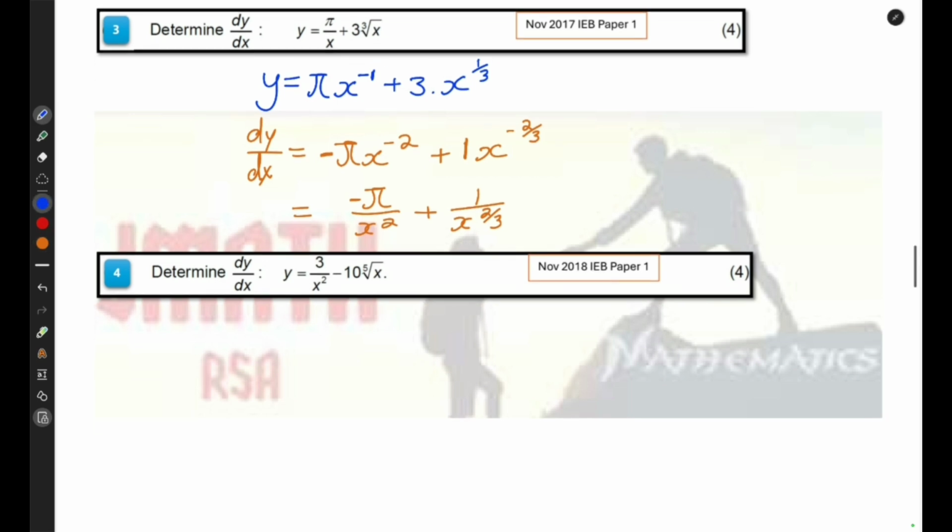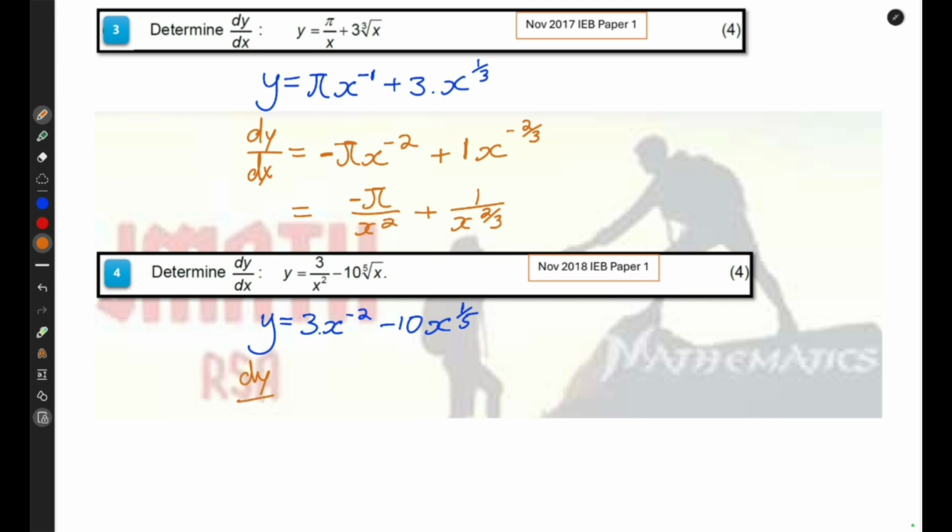Question 4. The same notation, so determine dy over dx, but again, x is in the denominator and x is in a root. So you would see a pattern for 2017 and 2018. They asked exactly the same concepts 2 years in a row. But let's do it. So y is equal to 3 times x to the power minus 2 minus 10x to the power 1 over 5. It's now fine. I can go to the derivative.